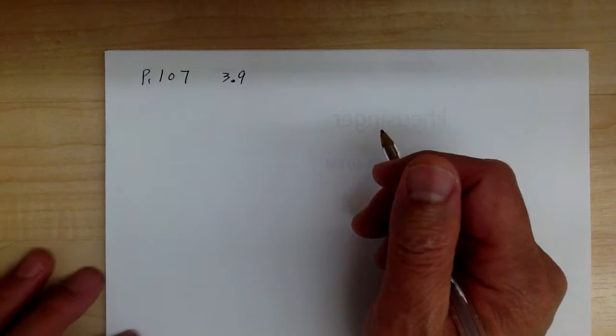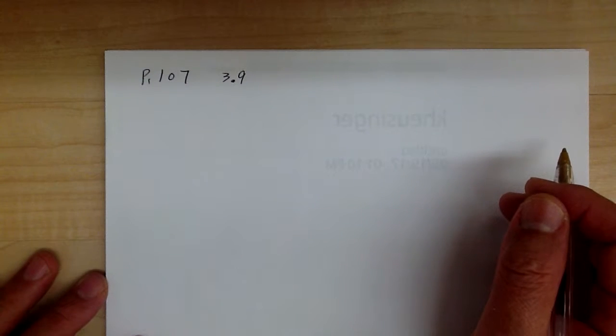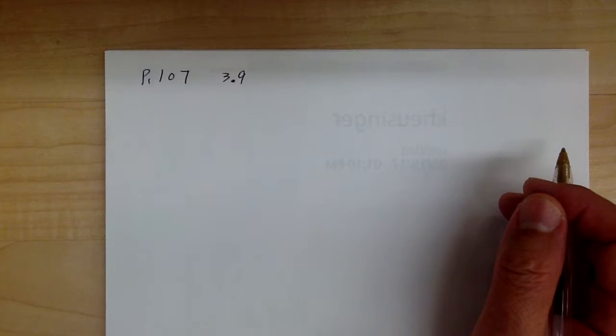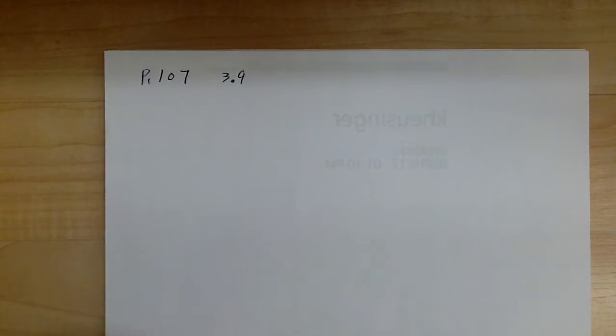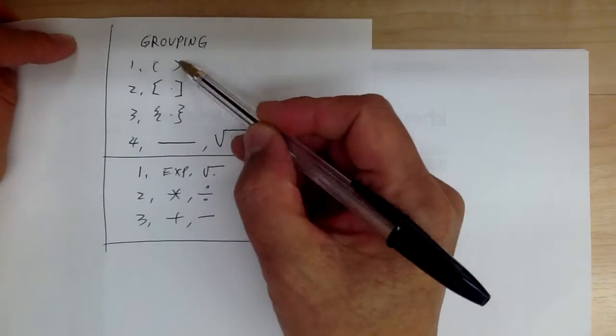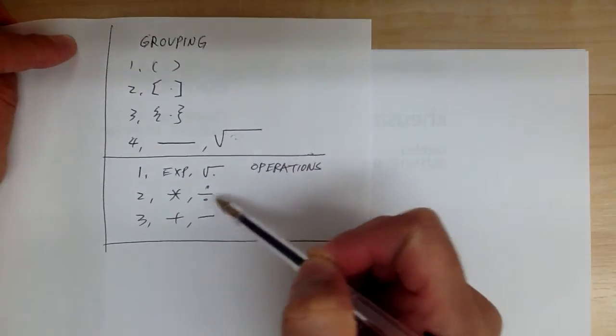Open your book to page 107. This lesson is lesson 3.9. This lesson is about combined operations. So combined operation means you have the grouping symbols and you have different operations.